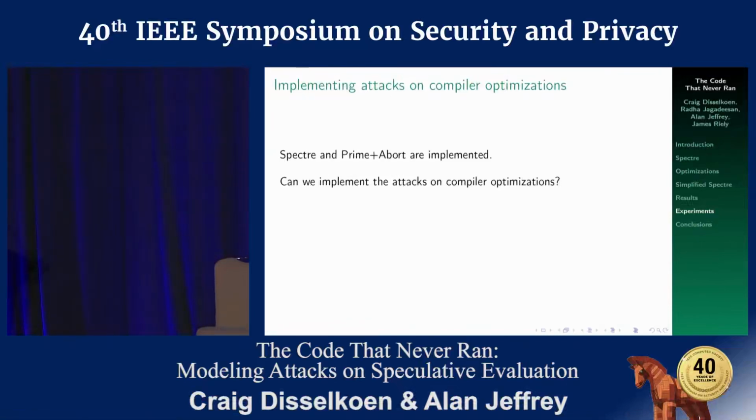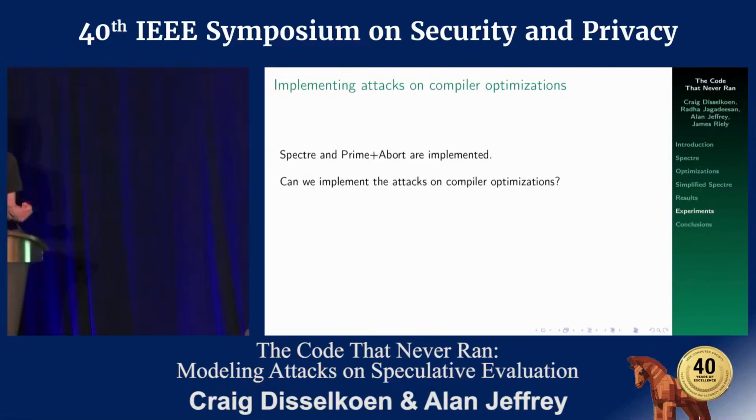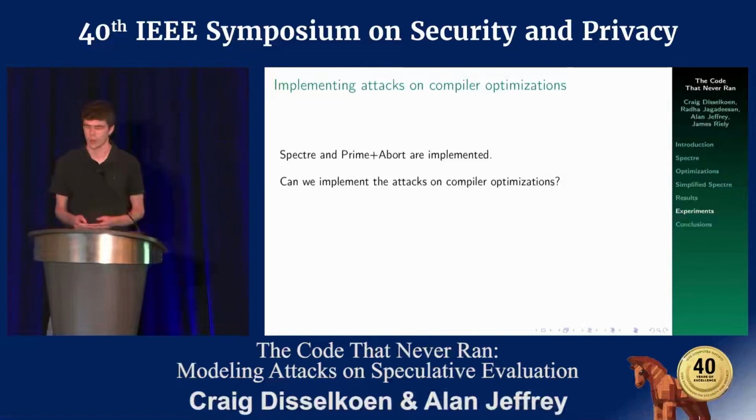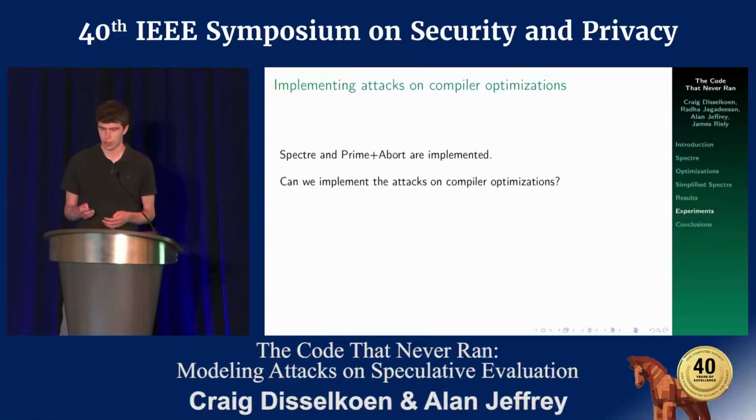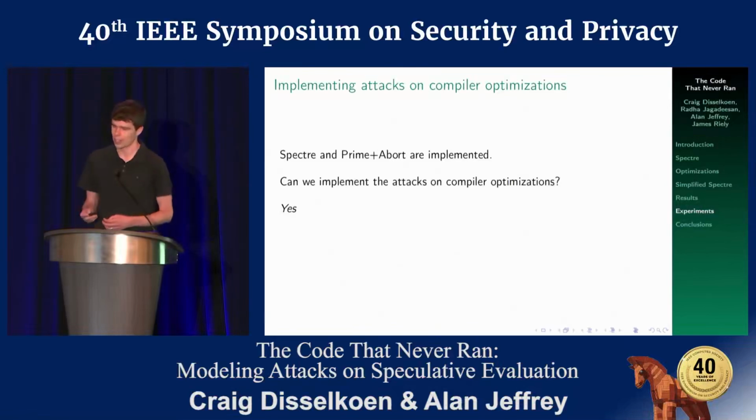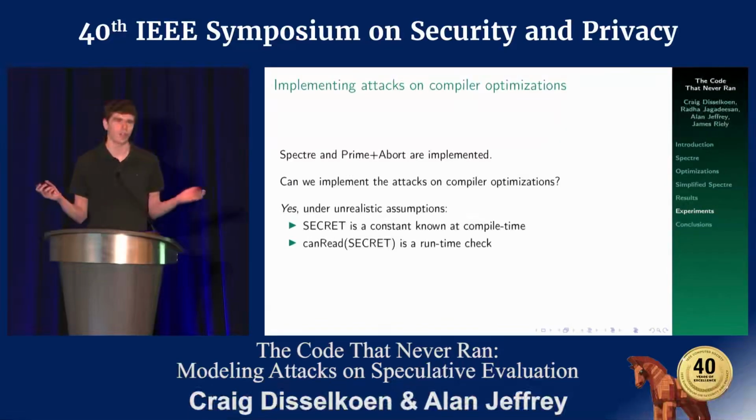As Alan said, the main question we're trying to answer now is, our model captures all these attacks, including Spectre, Prime+Abort, and other existing attacks. These existing attacks exist in the real world, and we can implement them. Can we do the same for these attacks on compiler optimizations? In our paper, we definitively answer this question as yes. We can implement these compiler attacks in the real world on real compilers like Clang and GCC, with an important caveat that we have an unrealistic attacker model.